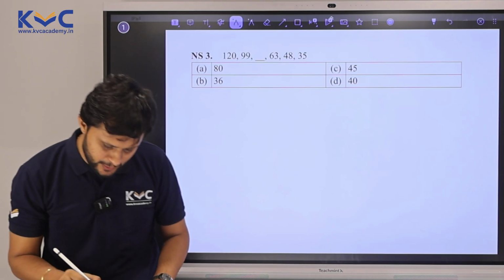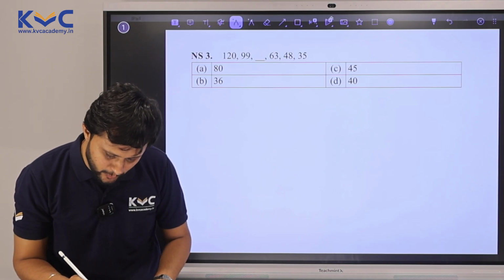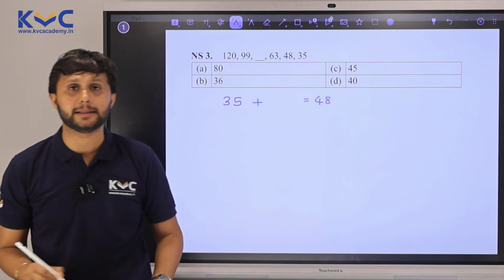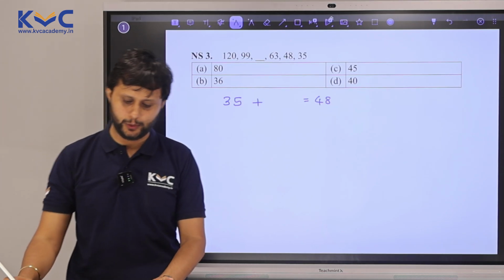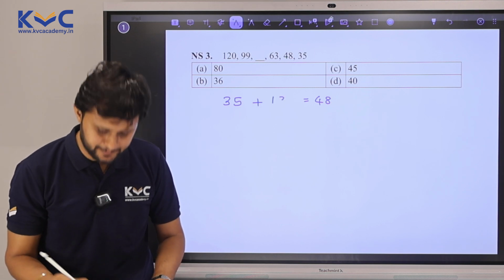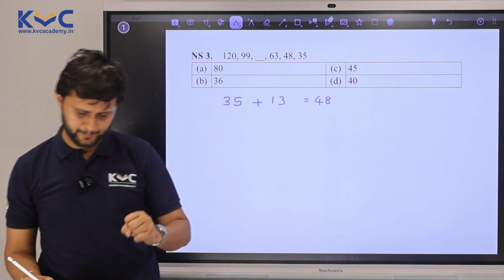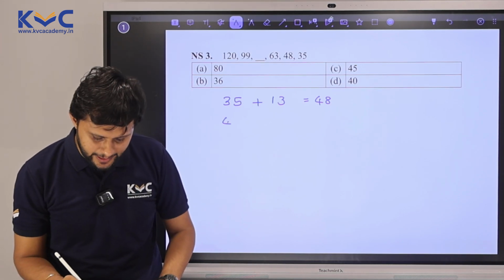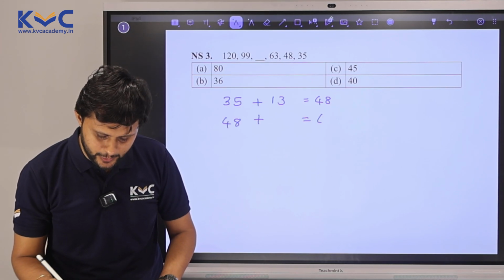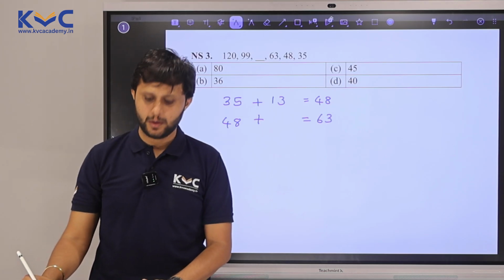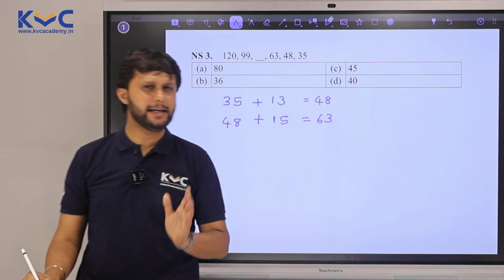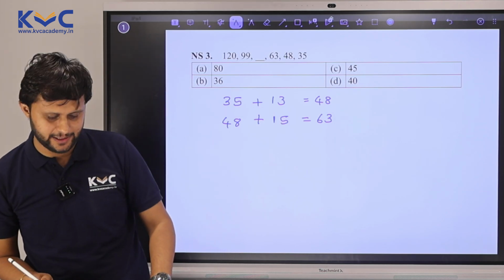Okay. So 35 to 48. What is the connection? 35 plus something should be equal to 48. How much is that equal to? That is 13. Correct. Next, from 48 to the previous number 63. 48 plus something should be equal to 63. What is that equal to? That is equal to 15. 48 plus 15 is equal to 63.